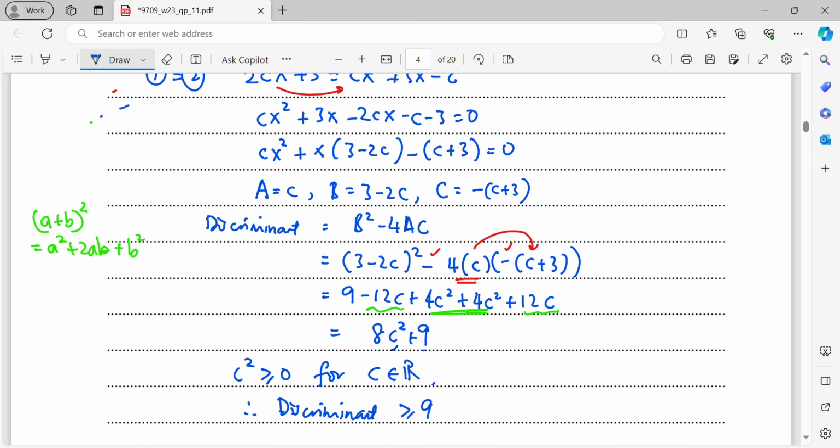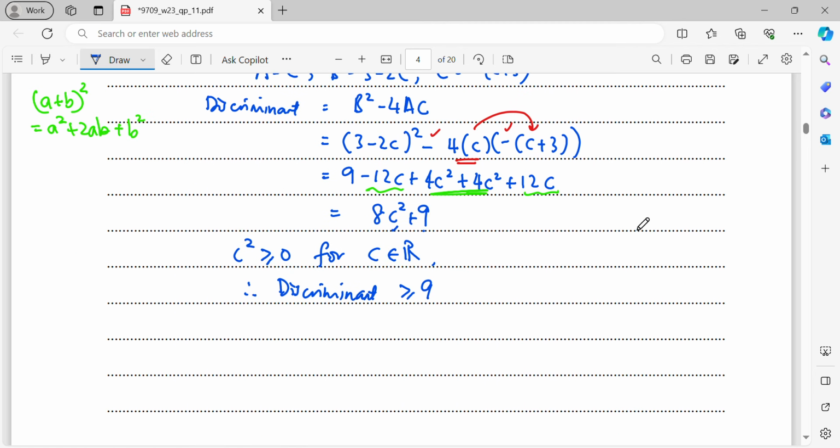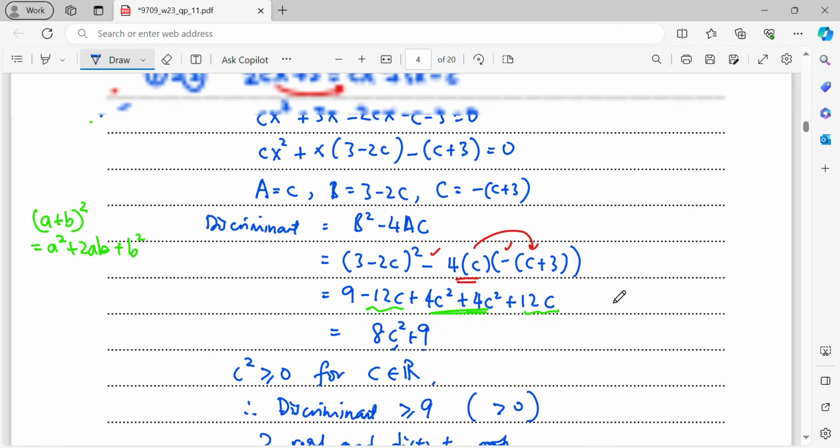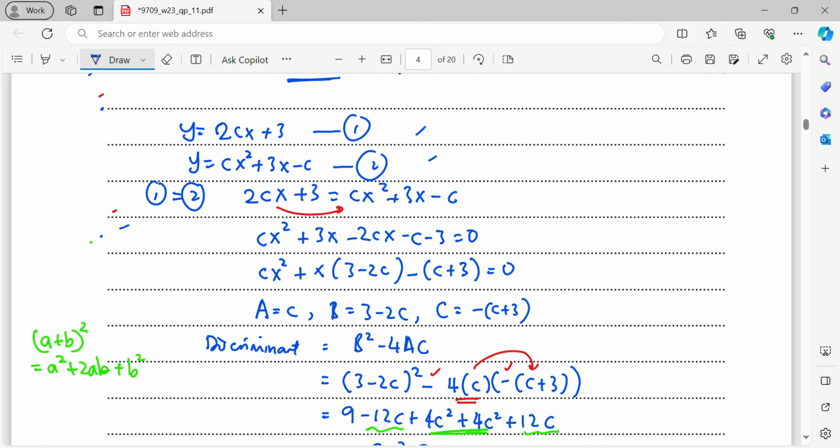Okay, so when the discriminant is positive, this is positive. Therefore, you will get 2 roots. It can be 2 real roots. I would say 2 real and distinct roots. Now, we get these 2 real and distinct roots when we solve the simultaneous equations, meaning we are finding the intersection points.